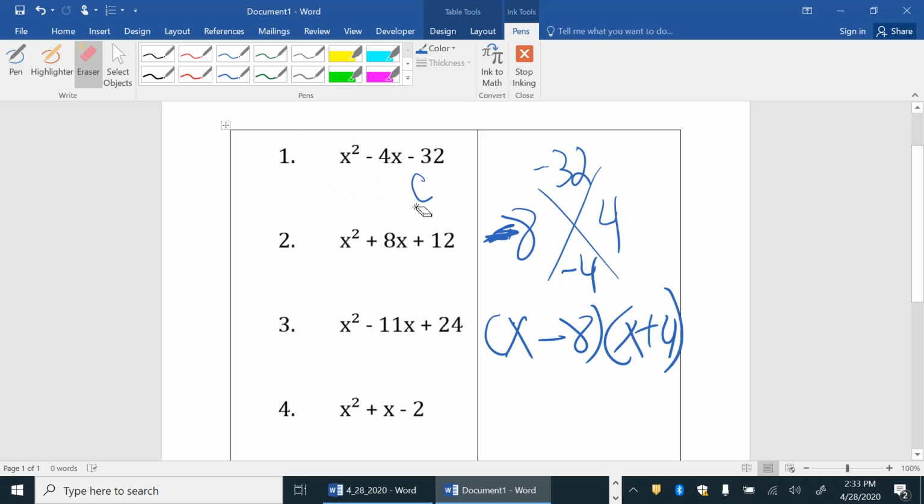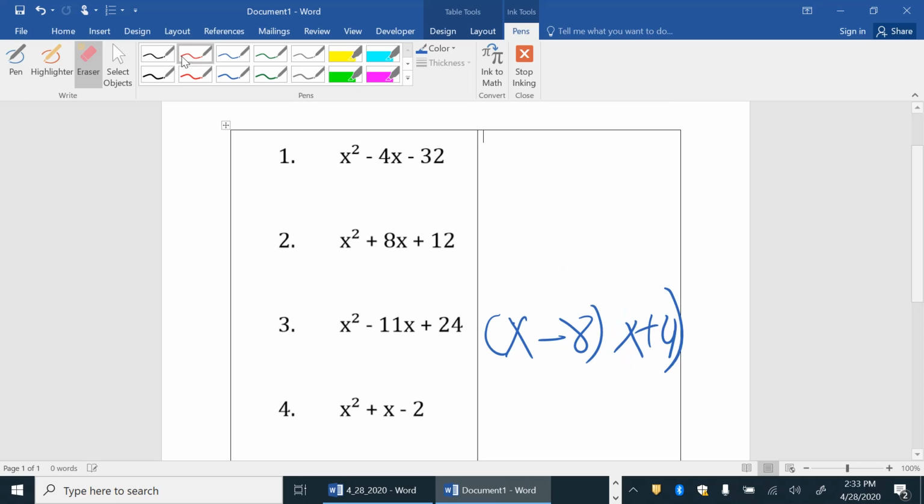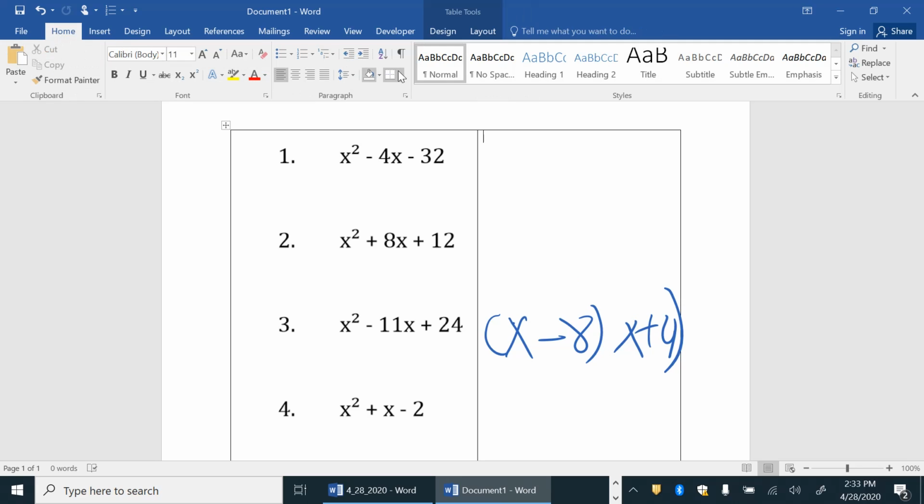So what I'm going to do now is I'm going to write my answer, like how you guys would write it, which would be just to type it out. So if you want to, you could say 1 is x, parentheses, x minus 8, x plus 4.